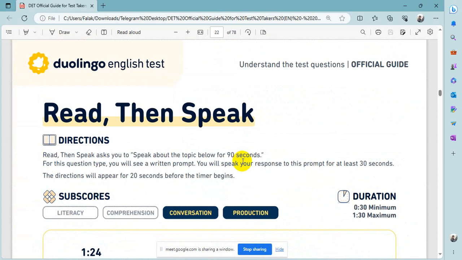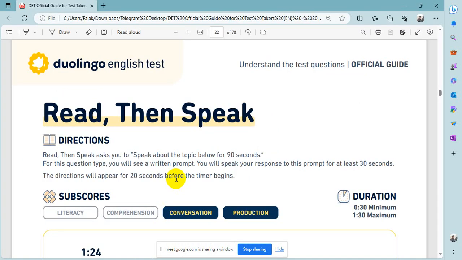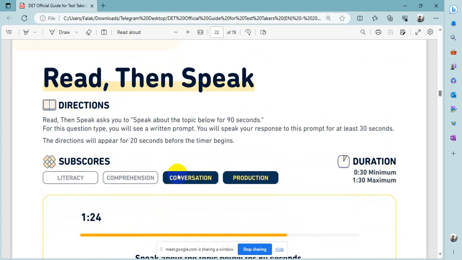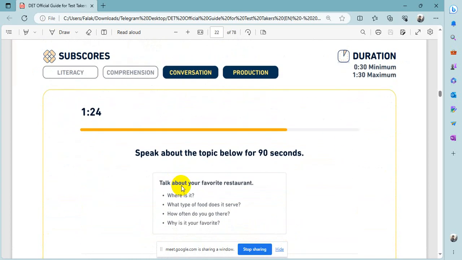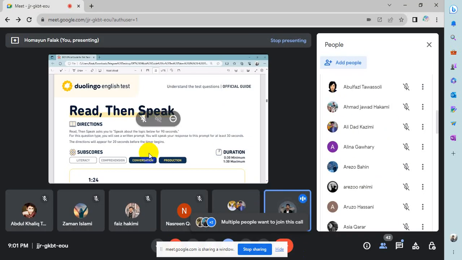Guys, let's move on and talk about the next question type, which is read, then speak. And then I'll come to your questions particularly. So let's move on. Read, then speak. What do they ask you to do in this question type? When they ask you to read, then speak, it means that there are some questions and you're required to talk about them. Guys, these questions are quite the same.